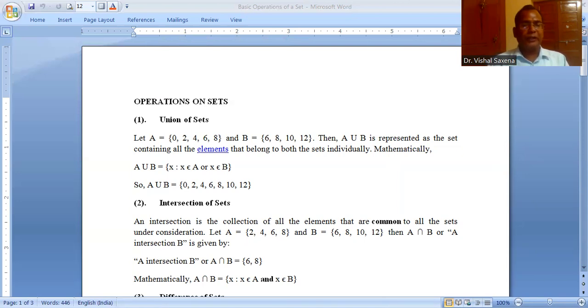So we take one example to explain this. Suppose set A is given by {2, 4, 6, 8}. So the elements of set A are 2, 4, 6 and 8.